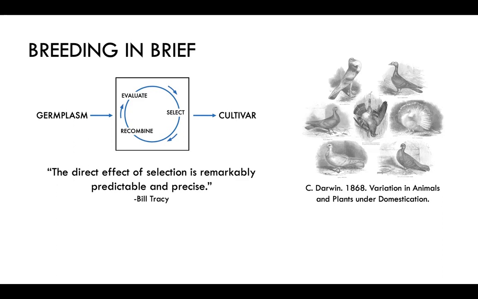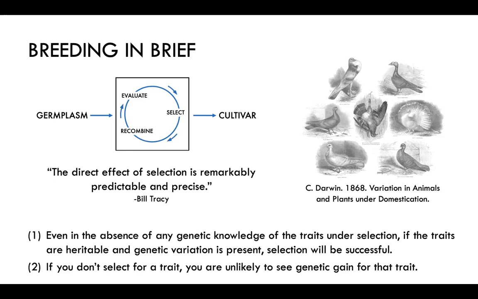One of the things that Bill says in that paper that I mentioned earlier is that the direct effect of selection is remarkably predictable and precise. You get what you select. And so if you want to select pigeons for fantails, as Darwin talks about, then you can do that as long as you can see a fantail, you can select it, and you will get what you want. And so what we can say generally about breeding is that even not knowing anything about the genetic basis of a trait, if there is genetic variation and the trait is heritable, then you'll make selection and you'll get what you want.